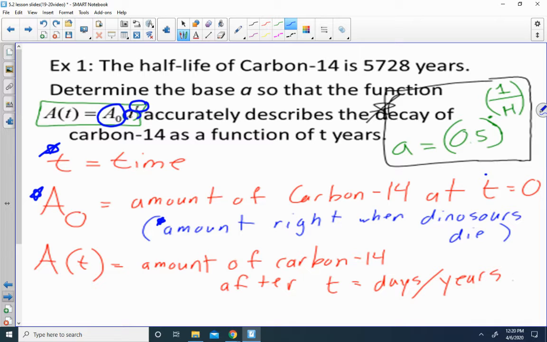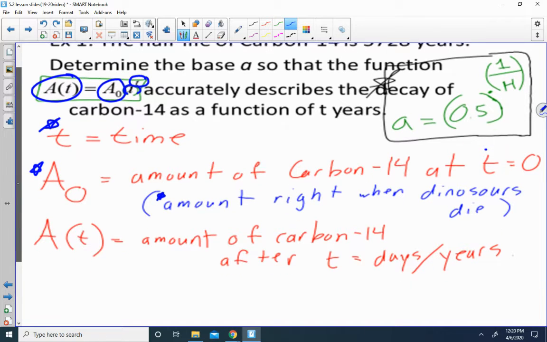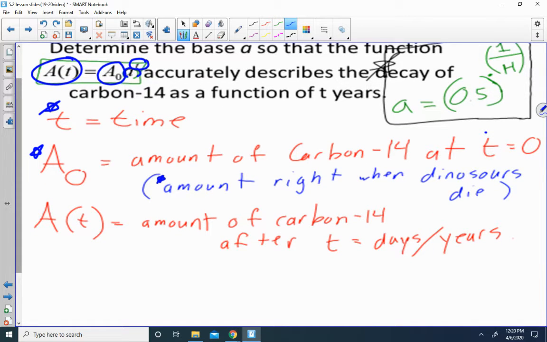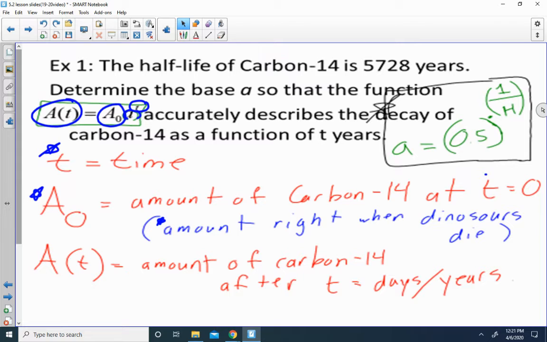Or basically, the moment the dinosaur dies, you would say, okay, the dinosaur is dead now. It has 10, 20, 30 grams of carbon-14. And then the next symbol, A(t), represents the amount of carbon-14 after so many days or years have passed. So in other words, say you're a trillion years into the future, you're now looking at the dinosaurs and saying, okay, it started with maybe like 30 grams of carbon. How much carbon does it have now? Because I'm sure a lot of that carbon has decayed after so many years. So that's what each of those symbols represents.